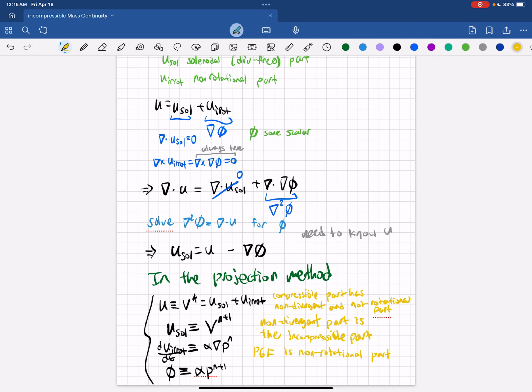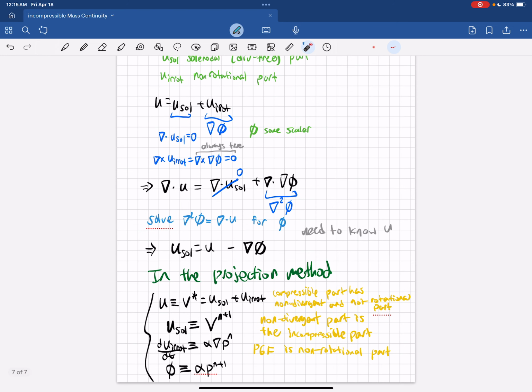So in the projection method that we just learned, we basically solve this intermediate step called V starred. Let's just say that's what U is. We have this thing called V starred, which is neither incompressible nor compressible, but it's definitely not incompressible. So we can say this is a fluid. It has a non-divergent and non-rotational part.